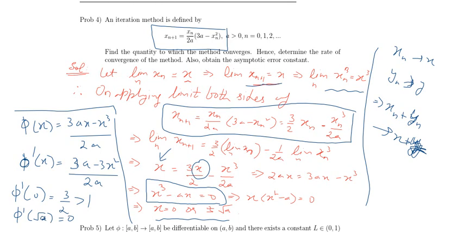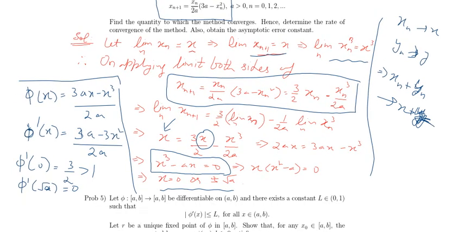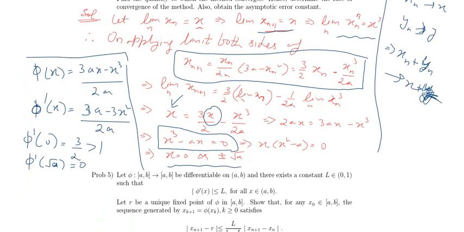Okay, if you look at phi dash of root a, x square is a, so 3a minus 3a is 0, so 0 by 2a is 0. A is a non-zero number. So if you look at here carefully, what you got is phi dash of root a is 0.